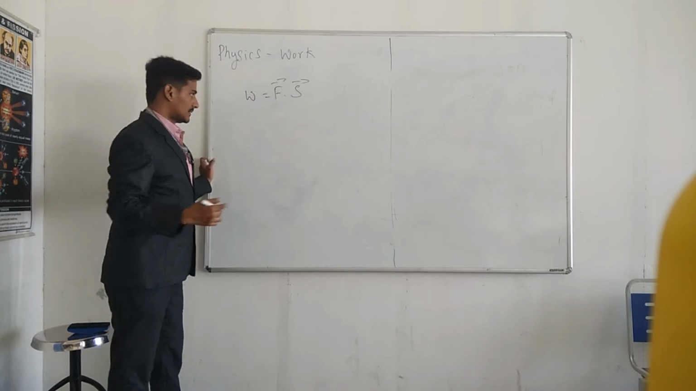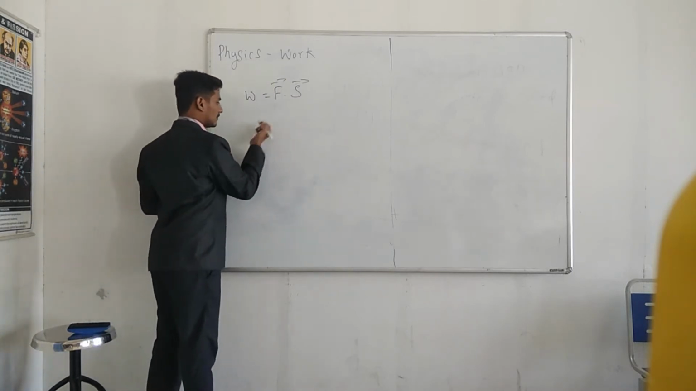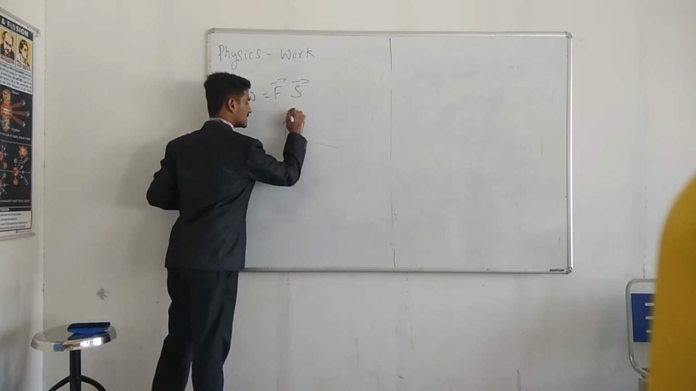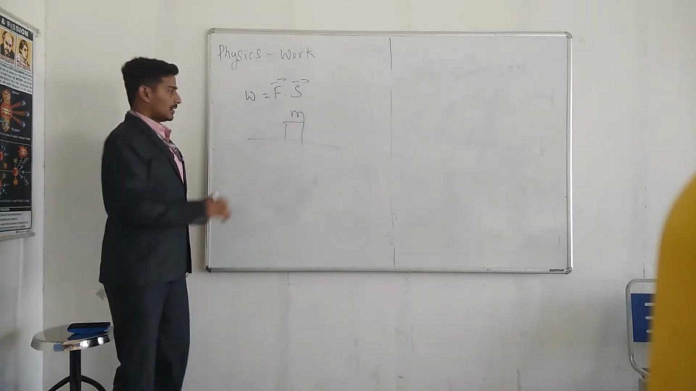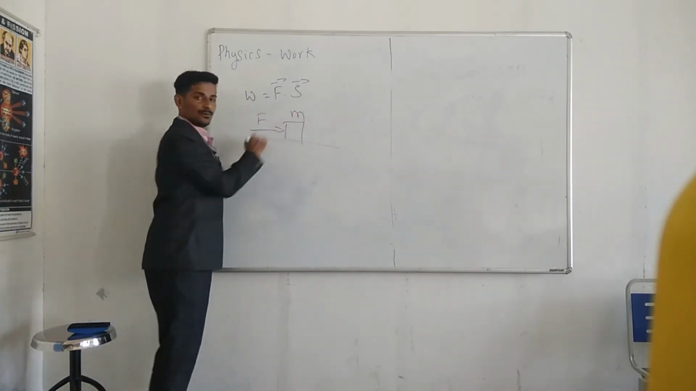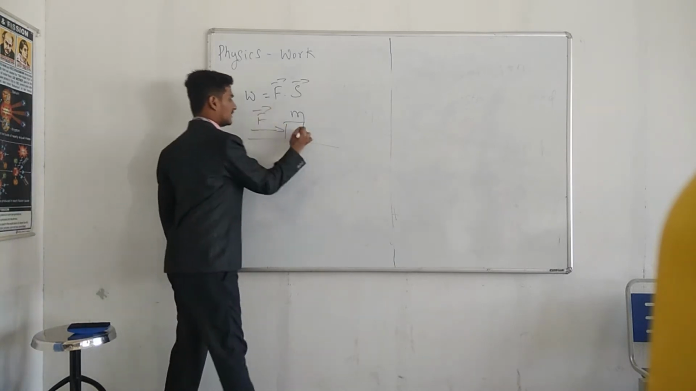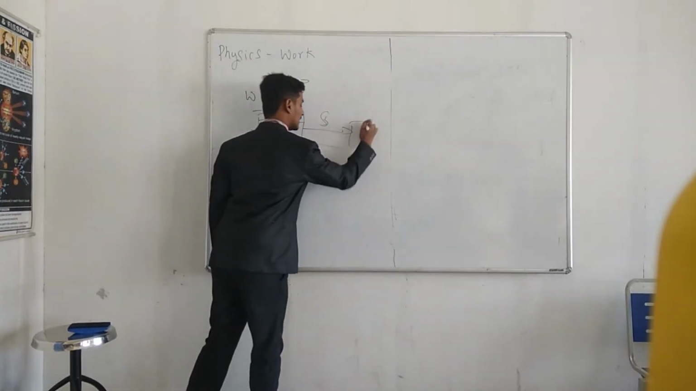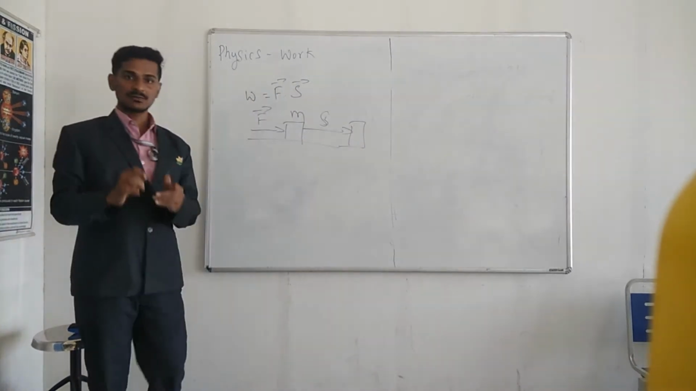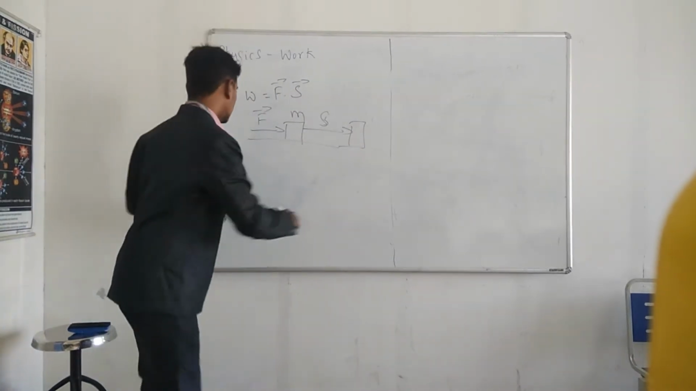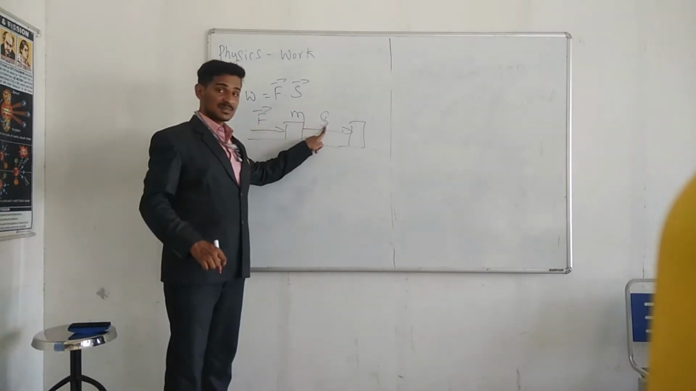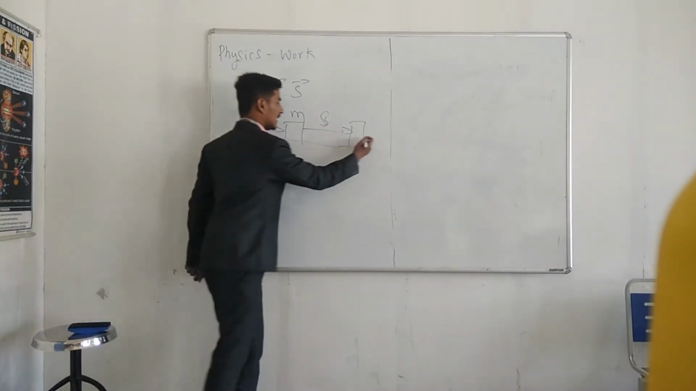That means if you have to do some work, if there is an object of mass m, and you apply a force F, and it displaces S in a desired direction, we call it work done. See here, there are three important things. One is force, the other one is displacement, and the other one is direction.